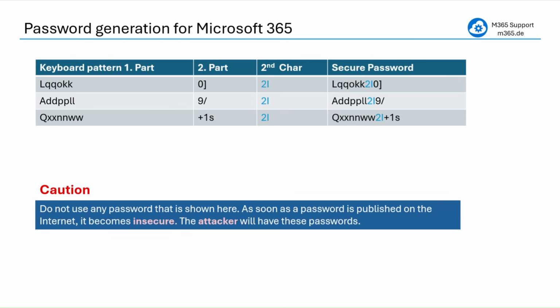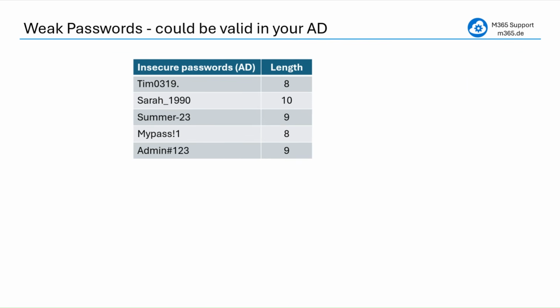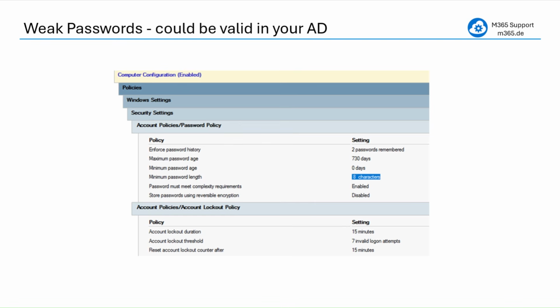Let's talk now about the password security. First, we will see some weak passwords that are usually used. These passwords shown here are really weak. I will show you that hackers could crack such passwords in seconds. These passwords are still valid on most Windows AD servers, as shown on the screenshot of GPO default policy. Such settings may also be valid for Microsoft 365 in a hybrid environment.